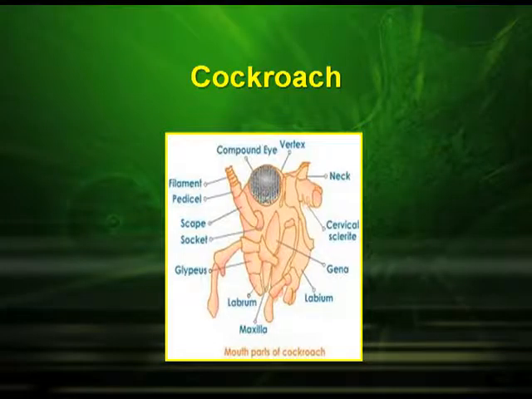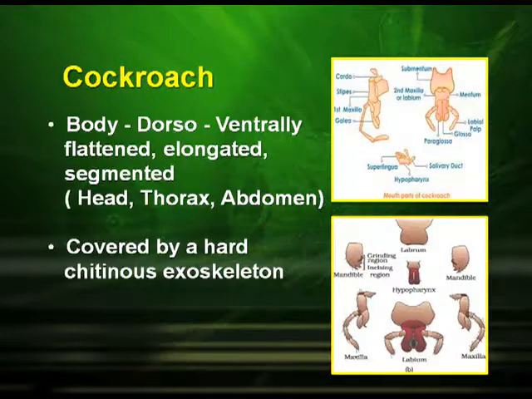Now, regarding the morphology of the cockroach, their body is dorsoventrally flattened, elongated and segmented. The body is divided into three portions: the head, thorax and abdomen. It is covered by a hard chitinous exoskeleton.